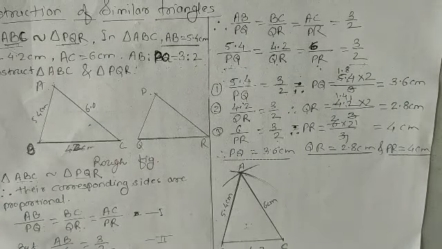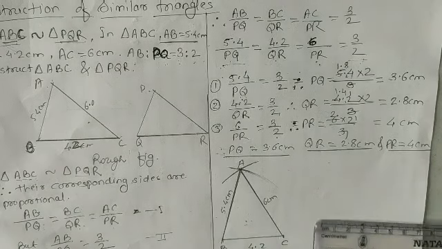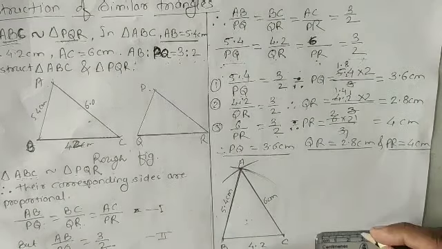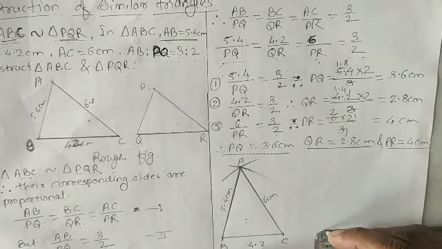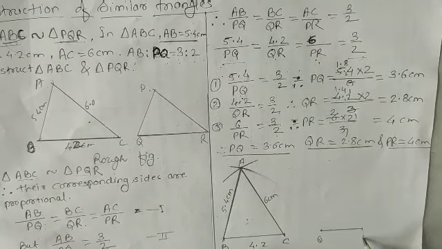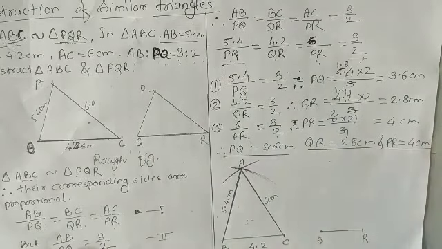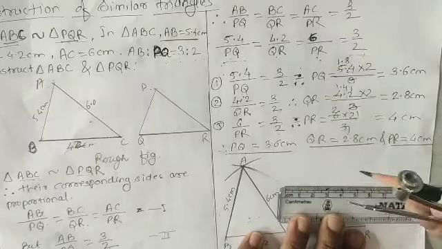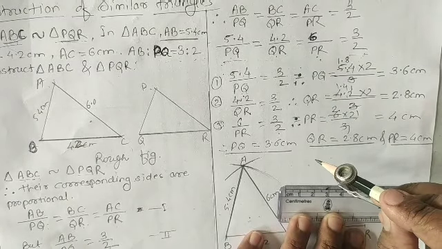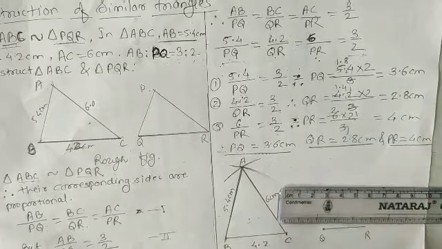So first of all, here we will draw QR, and the measure of QR is equal to 2.8. So you have to take 2 and this is 2.8. This is Q and that point is R. Now PQ distance we have to take in our compass, and PQ is equal to how much, 3.6. So take a distance of 3.6 in your compass, and draw the arc.